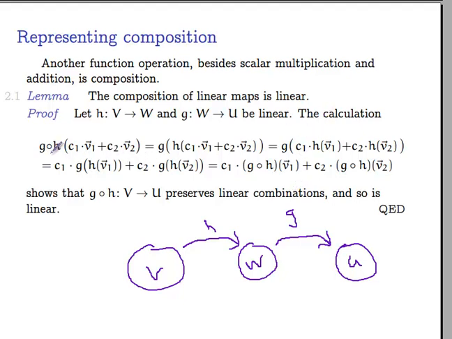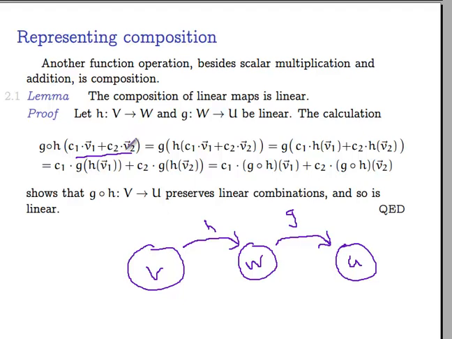And we do the calculation G composed H. Now this means G following H. You do H first and then G. And it's a little confusing because the order seems to be reversed, but that makes sense. This is like G of H of c1v1 plus c2v2. To prove linearity of G composed H, all we have to do is show that G composed H of a linear combination is the same linear combination of G composed H applied to the individual vectors. So you can see that where we're trying to get to is exactly here.